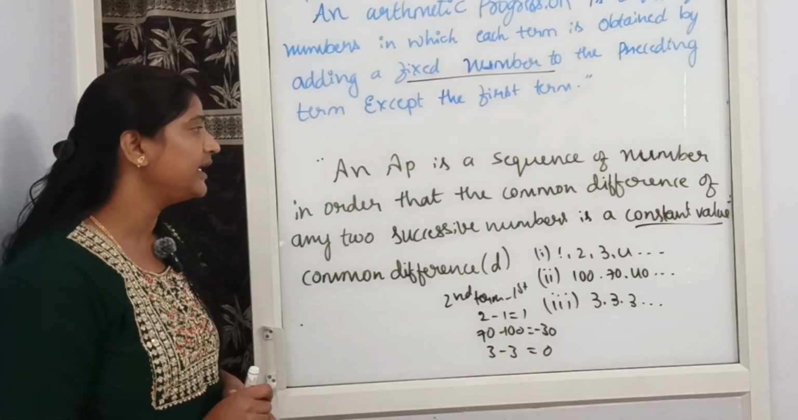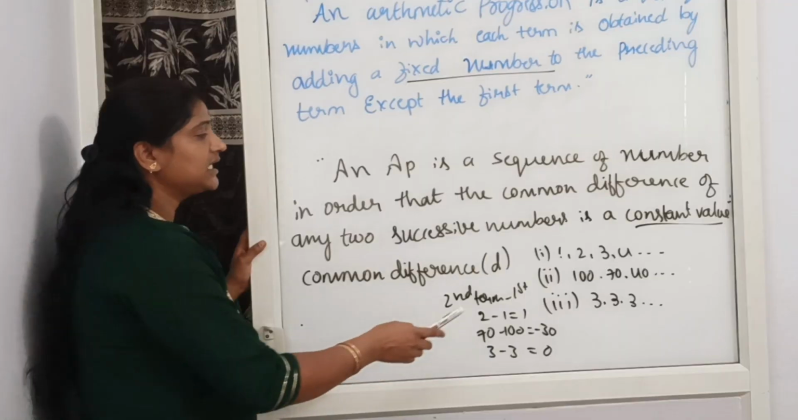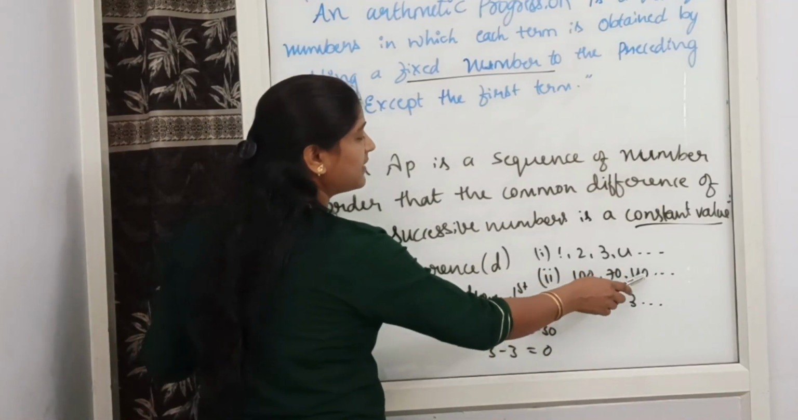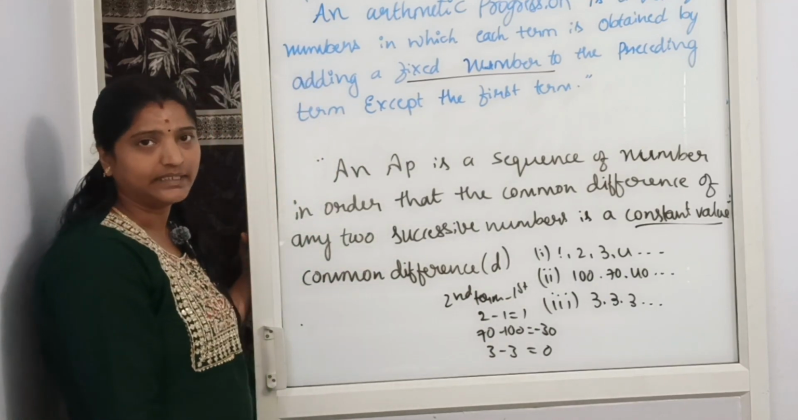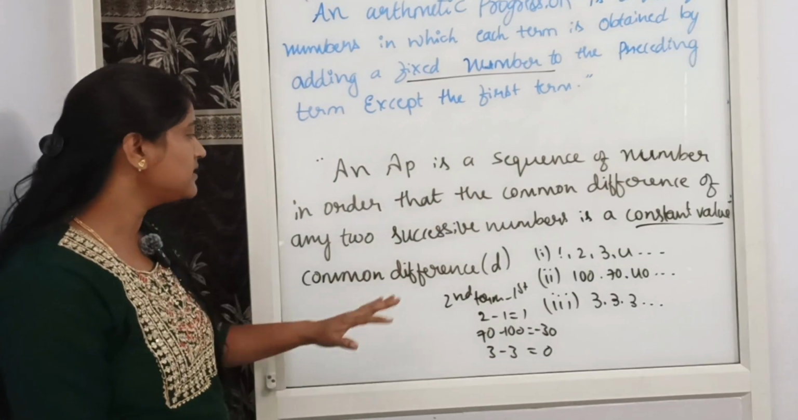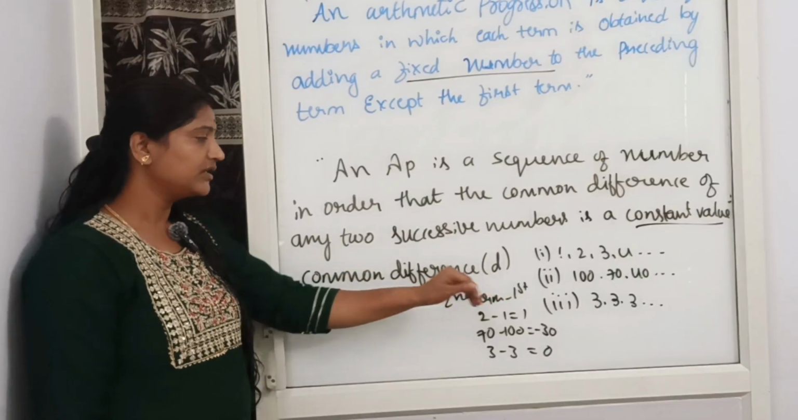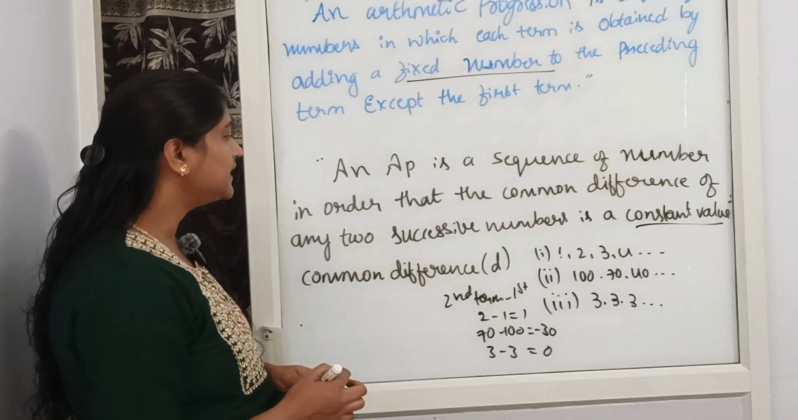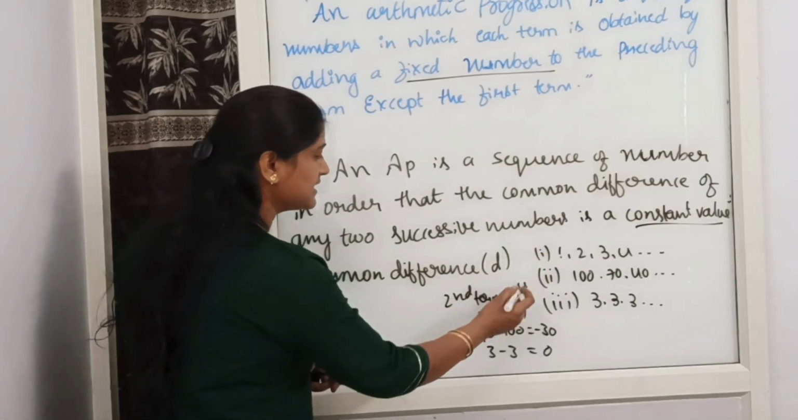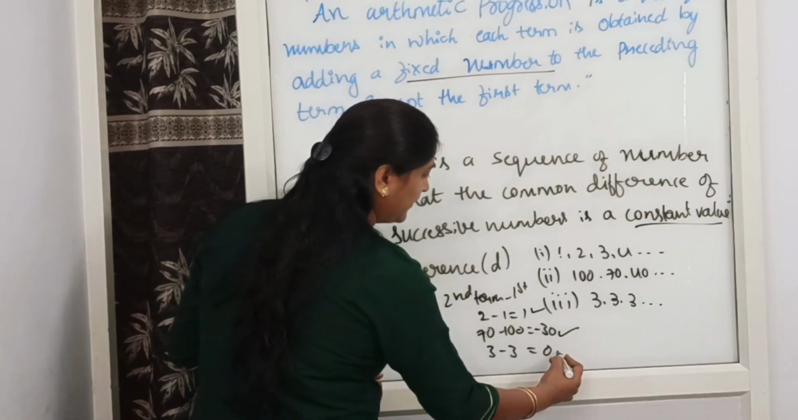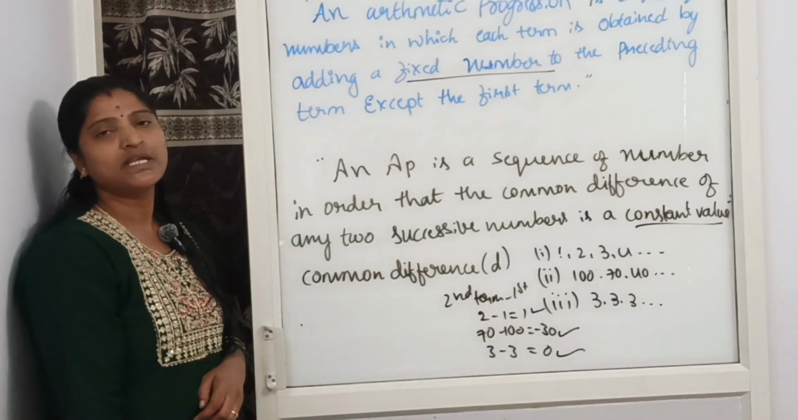So here what we need to understand, it is nothing but a sequence of numbers in which the common difference of any two successive numbers is a constant value. Common difference will be represented by the letter small d. So that is the common difference. And here, look at the first example, our common difference is positive. In the second example it is negative, and in the third example it is 0.